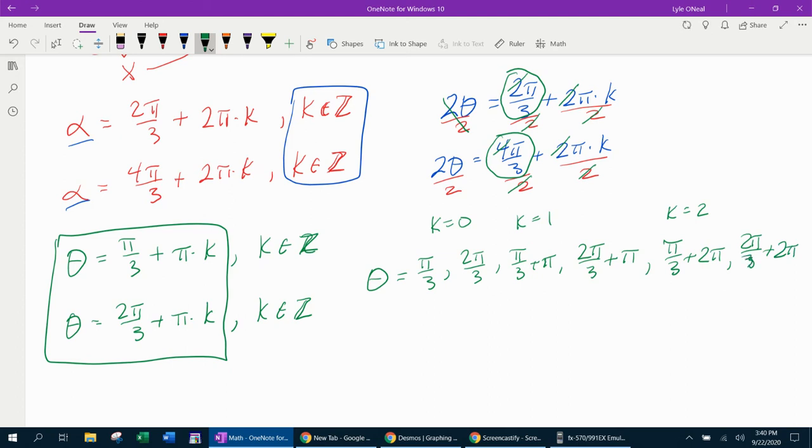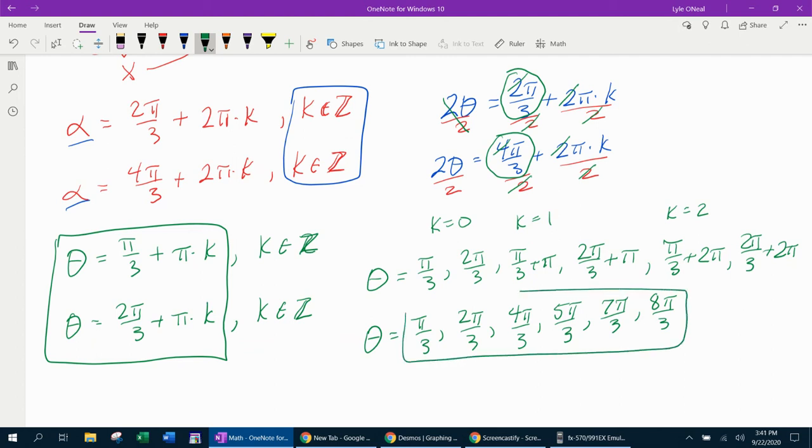And then I need to go through and simplify those. So that's going to be pi over 3, 2 pi over 3. That's going to be 4 pi over 3. And this is going to be 5 pi over 3. Whoops, get in a hurry. Slow down. Now then, 6 plus 1, 7 pi over 3. And I'm thinking 6, 7, 8 pi over 3. Those would be the first 6 solutions.